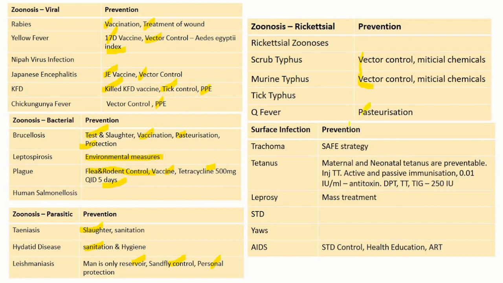Q fever, pasteurization. Trachoma, SAFE strategy, that is S for surgery, A for antibiotic, F for facial hygiene, E for environmental sanitation. Tetanus, maternal and neonatal tetanus are preventable. Injection TT, active immunization and passive immunization with 0.01 international units of antitoxin. DPT, TT, immunoglobulin and all are targeted at preventing tetanus. Leprosy, mass treatment can be given. AIDS, STD control, health education, ART and promotion of safe sex will prevent the disease.